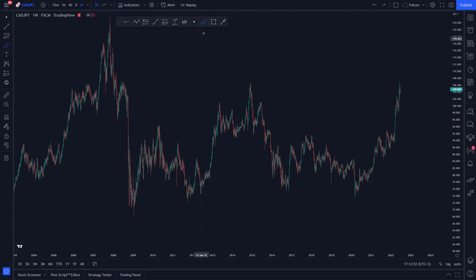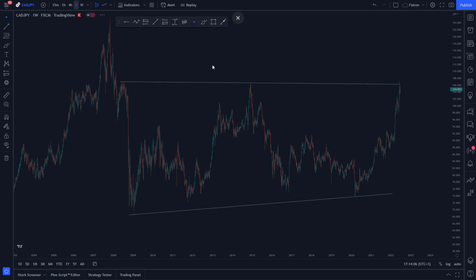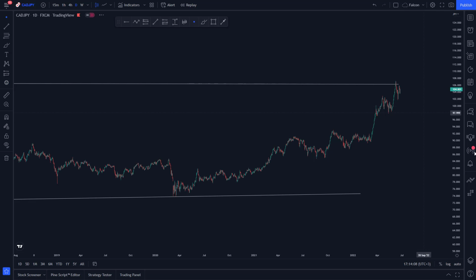Okay, so with that in mind, let's just come up with this pattern over here. As you can see, this is a weekly chart, and the pattern is quite nice. Actually, this pattern is so nice. We are looking for the move to the downside. Okay, so let's go down to a daily chart to see how it's happening.